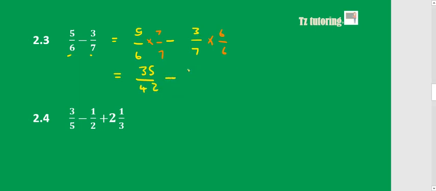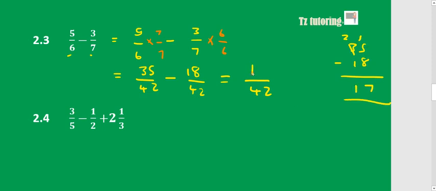3 times 6 is 18. And 7 times 6 is 42. And of course 35 minus 18. We've got the denominator of 42, so no problem. So 35 minus 18 to get the numerator. That's 17. 17 over 42 is our solution.